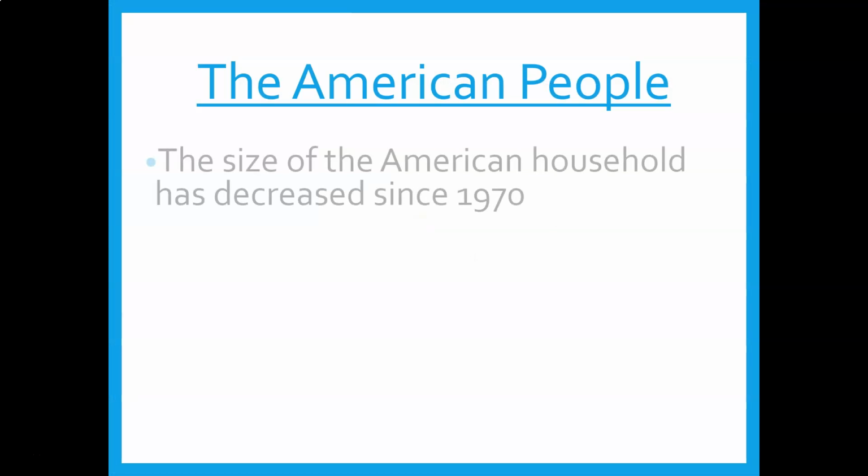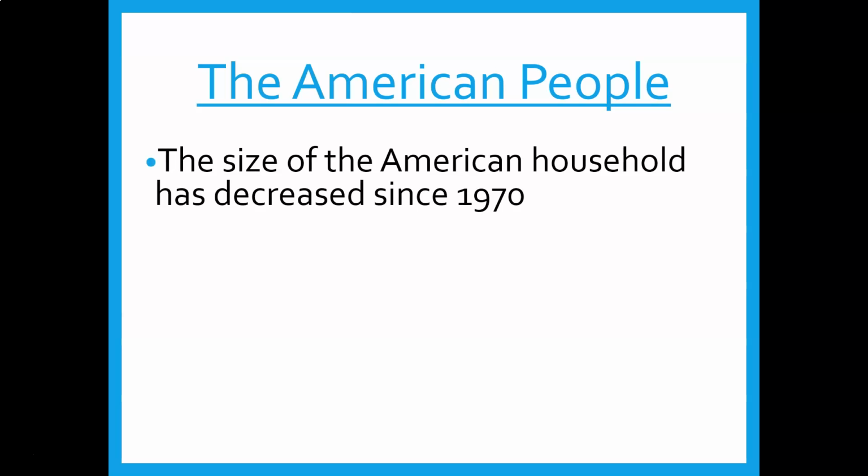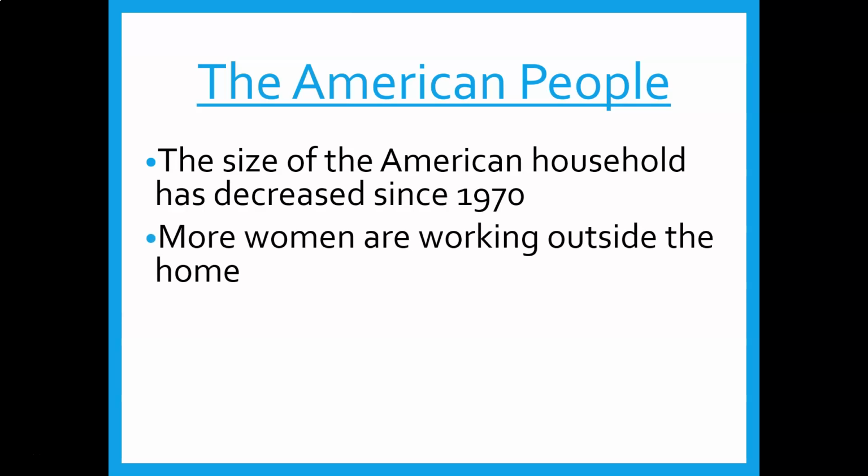Now, as far as the American people go, just some data on that. The size of the American household has actually decreased since 1970, and that makes a lot of sense if you think about some of your parents or grandparents probably had a lot more siblings than you do. There are some families that break the curve, having 4, 5, 6, 7 children still. But on the whole, it seems that a lot more families are sticking to 1 or 2 children, and you're seeing that household decrease. And the reason we know that is because of that census data.